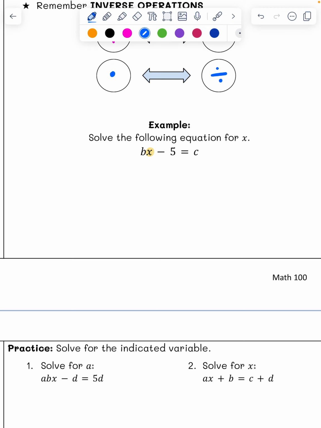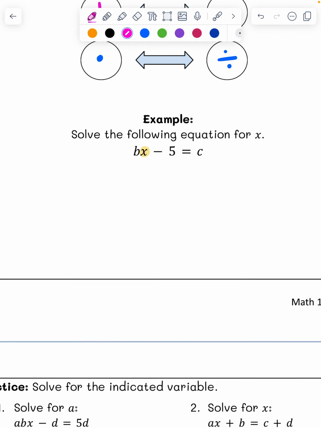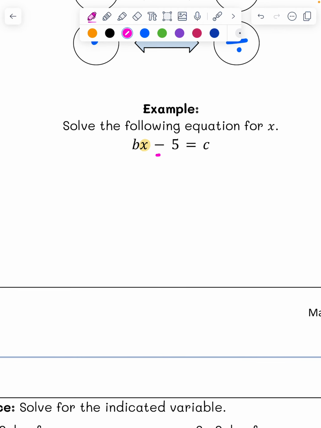So my inverse operation for that minus 5 would be to add 5. And that makes it 0 on that side. I also need to add 5 to the other side. So I'll bring down bx equals, now c and 5 are not like terms, so those are going to be separate still. We can't combine them. It's just going to be c plus 5.